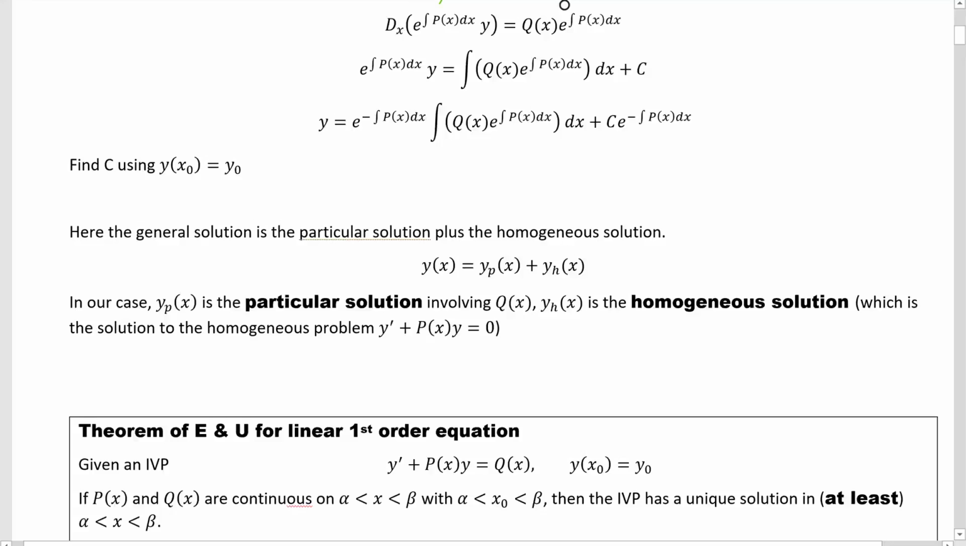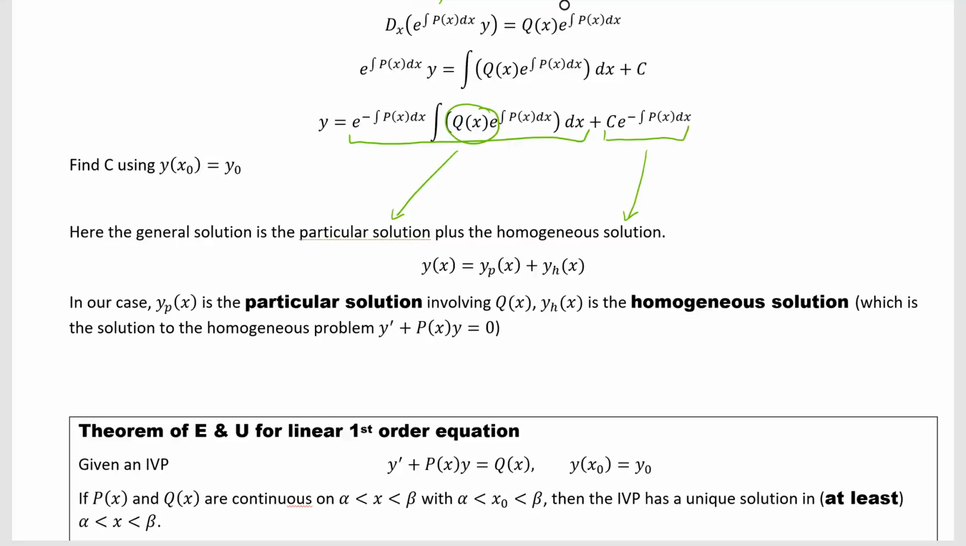Here you can see the general solution is the particular solution plus the homogeneous solution. This part is the particular solution, and this part is the homogeneous solution. We use the notation yp to denote the particular solution, and you can see it involves q of x. And for the homogeneous solution, we use y sub h to denote that.